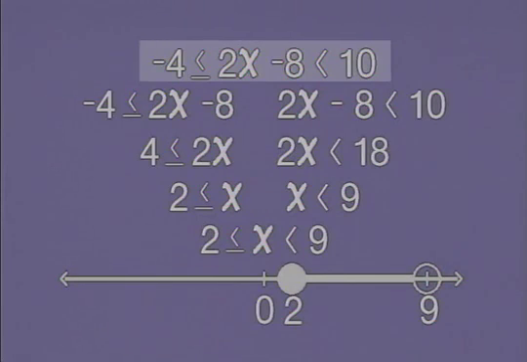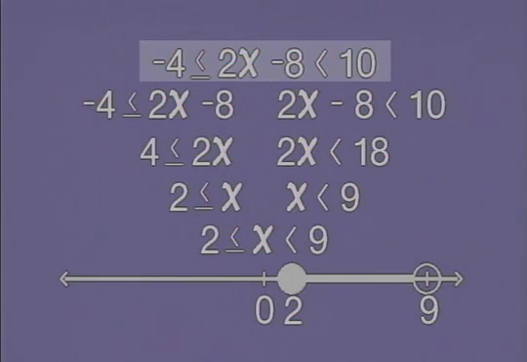Look carefully at that compound inequality, the first line. You'll notice that if you go from left to right, -4 is less than or equal to something, some number, 2x minus 8, which is less than 10. It flows from left to right. That is, -4 ultimately is less than 10. You'll notice both inequalities are going in the same direction, although one is less than or equal to and one is purely less than. The solutions are indicated.